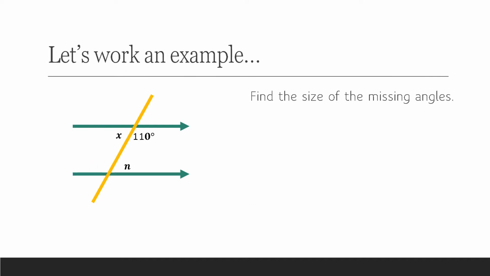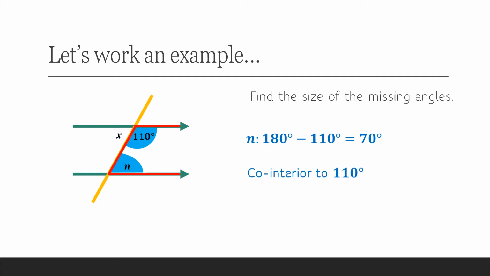Let's work an example. Let us find the size of the missing angles. We can form a C between the parallel lines to indicate our co-interior angles. It therefore means angle N and 110 degrees are co-interior angles and their sum is 180 degrees. So we can simply find N by taking 110 degrees from 180 degrees to give us 70 degrees. Why? Because N is co-interior to 110 degrees.